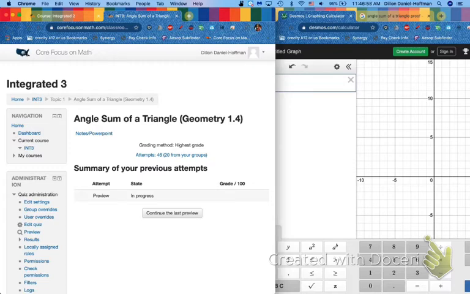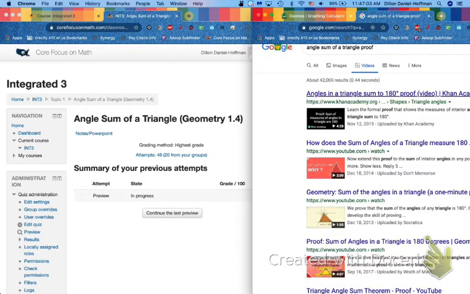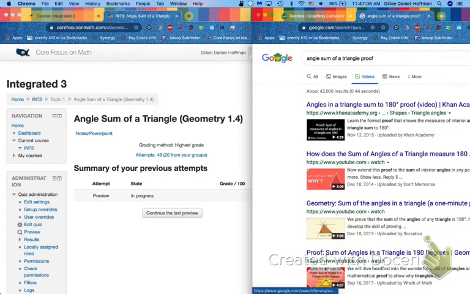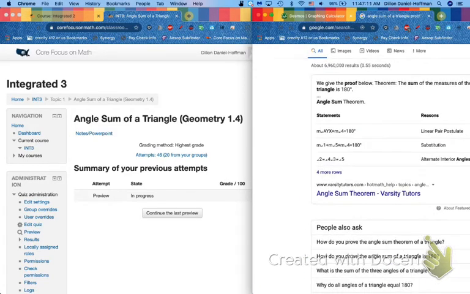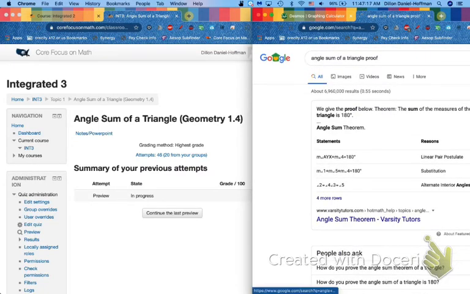Now if you're wondering, why is that true for every triangle? You can do what I did, which is Google angle sum of a triangle proof, and you could see immediately so many things pop up. There are websites that walk you through step by step why that's true. You can click on images.